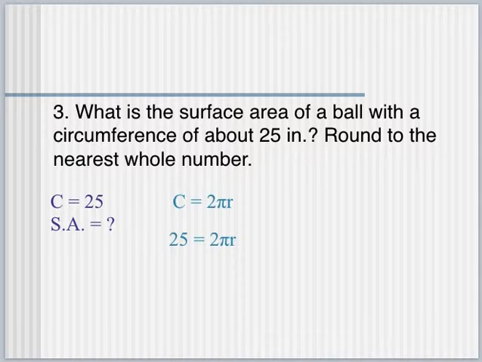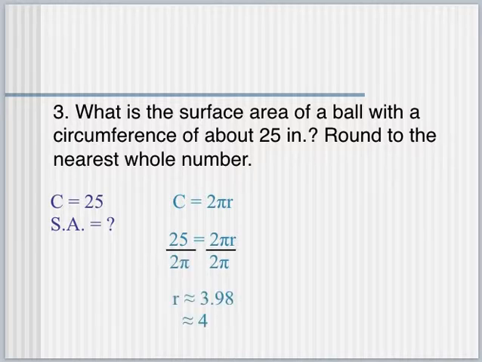Now, if we use this formula, 25 equals 2 pi r, we can solve for r, and once we know what the radius is, we can plug it into our surface area formula. So circle the r and think about what you would have to do to get it by itself. You'd have to divide by 2 and divide by pi to cross both of them out.